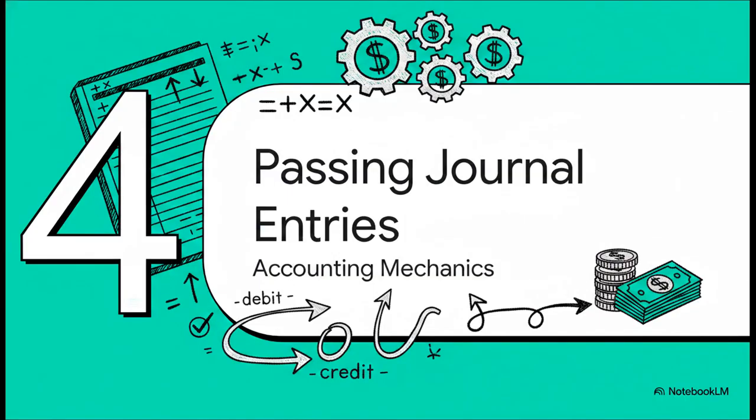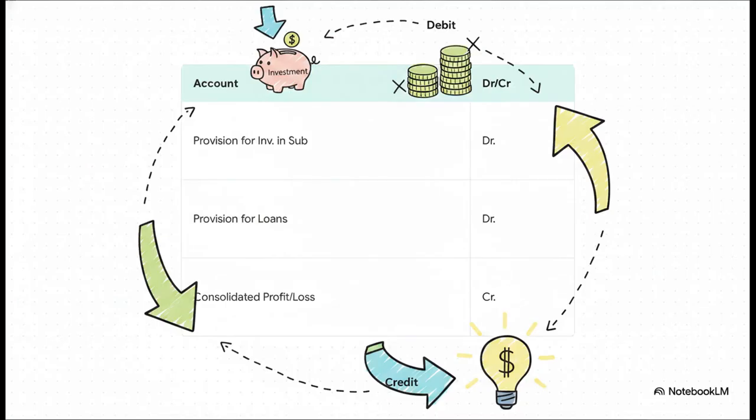All right, on to Section 4, passing the journal entries, the mechanics. Let's look at the actual plumbing here. First up, the elimination of the intragroup entries for those provisions. We are going to debit the provision for impairment of investment in subsidiary account, and we also debit the provision for impairment of loans and advances account. To balance all this out and to reflect that profit impact we literally just talked about, we credit the consolidated profit or loss. Boom! We're reversing the provisions and restoring the profit right at the consolidated level.